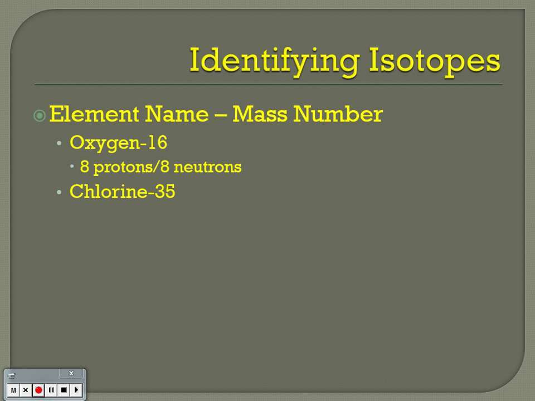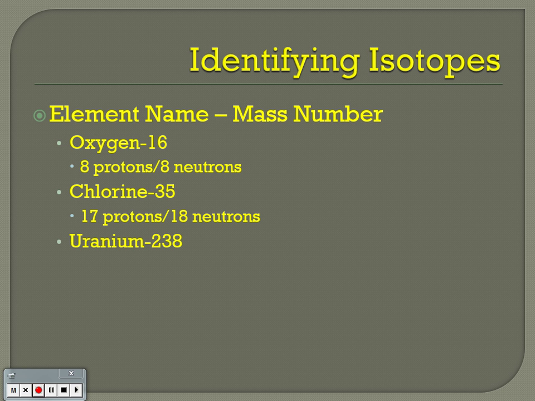How about not the atomic mass, the mass number? Okay. 17 protons, 18 neutrons. We don't always have to have the same number of protons and neutrons, right?